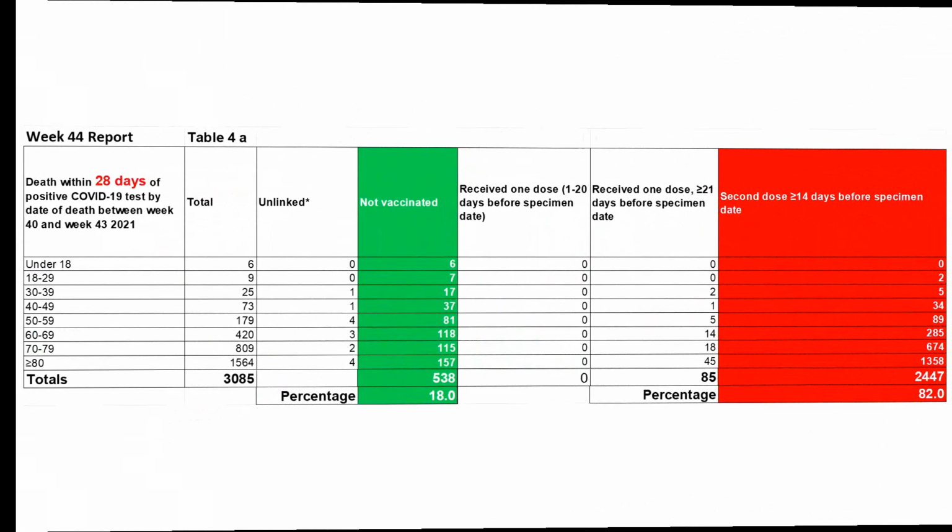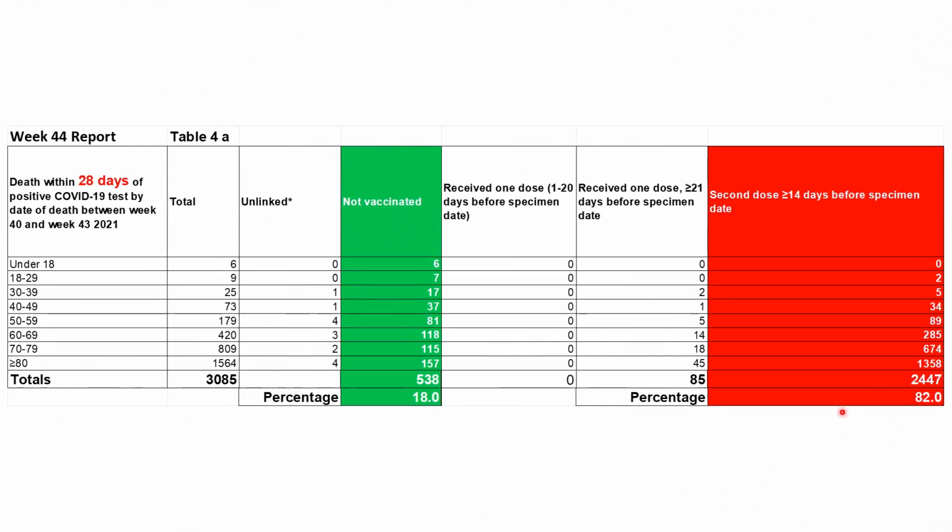Okay. Now what I've done is I've imported that data into an Excel spreadsheet. So this is one worksheet, and this is the deaths within 28 days. And you can see the age ranges. You can cross-check the numbers, but they are right. These are the totals. I've totalised the full amount, 3,085. The non-vaccinated is 538. And the double-dosed vaccinated people is 2,447. So quite a big data set, really.